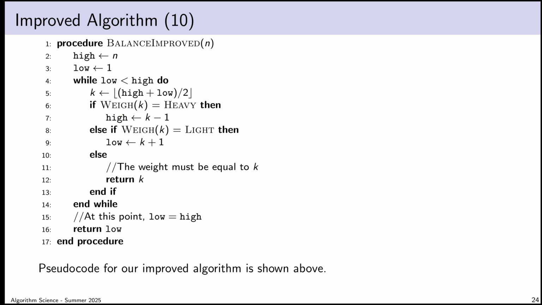There's a third case, which is suppose that it doesn't come back heavy and it doesn't come back light. Well, then I have this else, and of course there are only 3 states, which means that down here, this is the case where the scale is balanced. And if the scale is balanced, then I guess I'm in luck, and I just return the value of k.